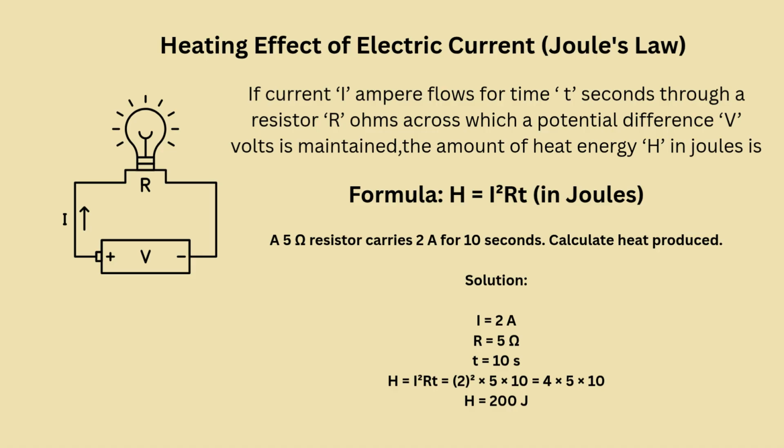Heating effect of electric current. If current I ampere flows for time t seconds through a resistor R ohms across which a potential difference, V volts, is maintained, the amount of heat energy, H, in joules is given by the formula H equals I²Rt. An example problem to find heat energy is given. From the values given and using the formula, the heat energy is calculated to be 200 joules.